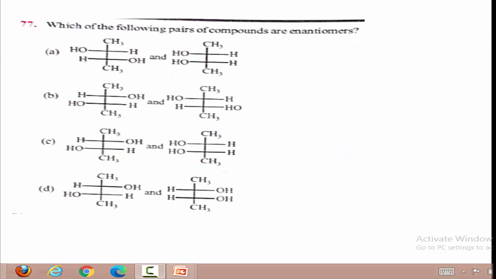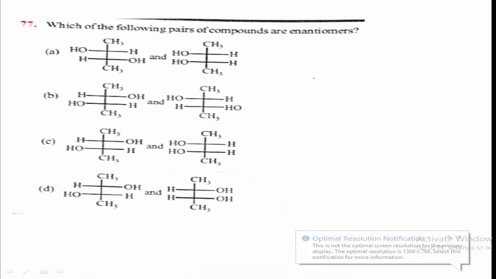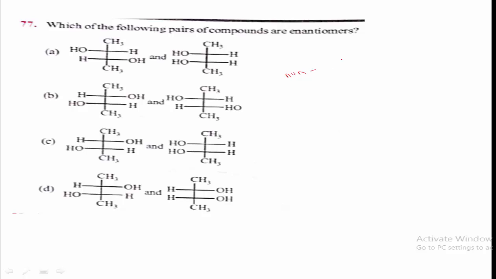Okay, students, next question number 77. Which of the following pairs of the compounds are enantiomers? Students, already we know what are enantiomers. They are the non-superimposable mirror images of each other. Yes. Enantiomers means they are non-superimposed mirror images of each other. Is it right? Yes. Which of the following pairs of compounds are enantiomers? Observe carefully both the structures in options.